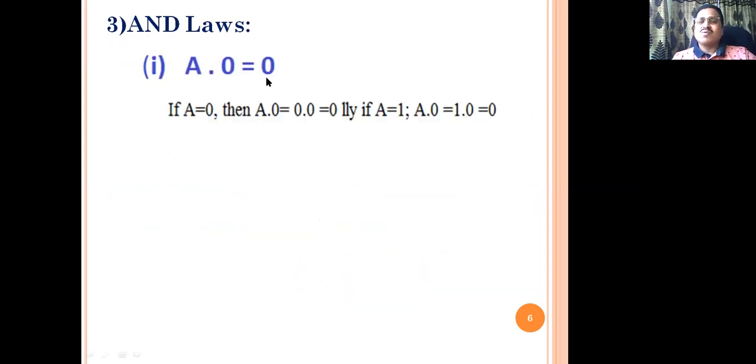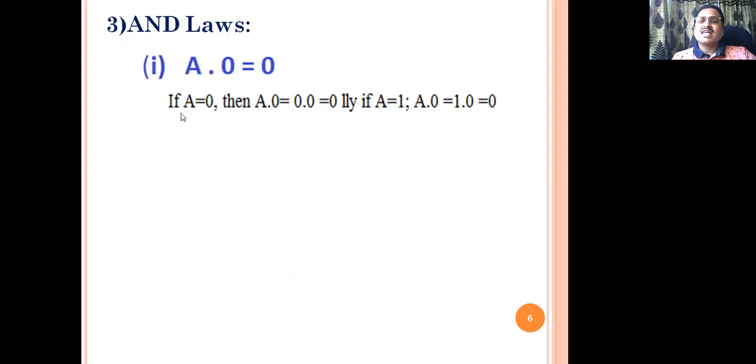Then the third law regarding logical operation is known as the AND laws. It has sub laws for the AND operation. The first one is ANDing of a number with 0 always equals 0. Here is the verification. If A is 0, replace in the equation A and 0, A by 0. So 0 and 0 for an AND gate equals 0. Similarly, if A is taken as 1, in the equation A and 0, replace A by 1. So 1 and 0 by an AND gate always equals 0. Thus, ANDing of a number with 0 is always 0.